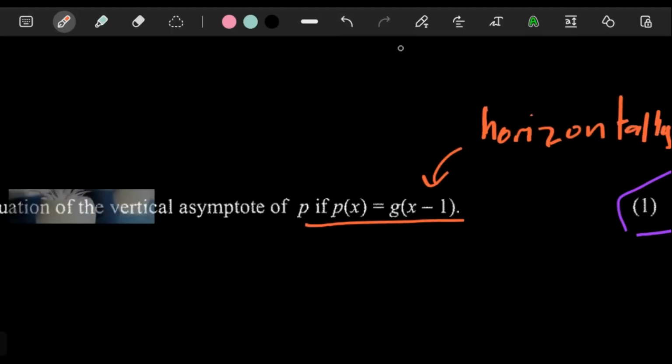Right, it has been moved. Come on, bro, come on. Move this thing. It has been moved horizontally.